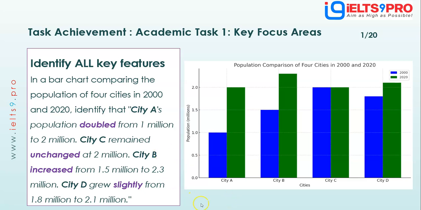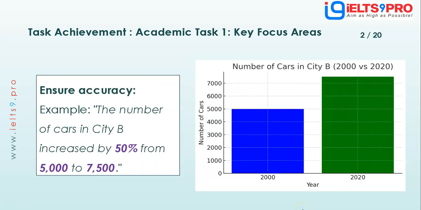For example, in a bar chart comparing the population of 4 cities in 2000 and 2020, identify that city A's population doubled, city C remained unchanged, city B increased, city D grew slightly, and that's it. Accuracy. You must make sure that you use the figures and data as accurately as possible. So, for example, the number of cars in city B increased by 50%, from 5,000 to 7,500.